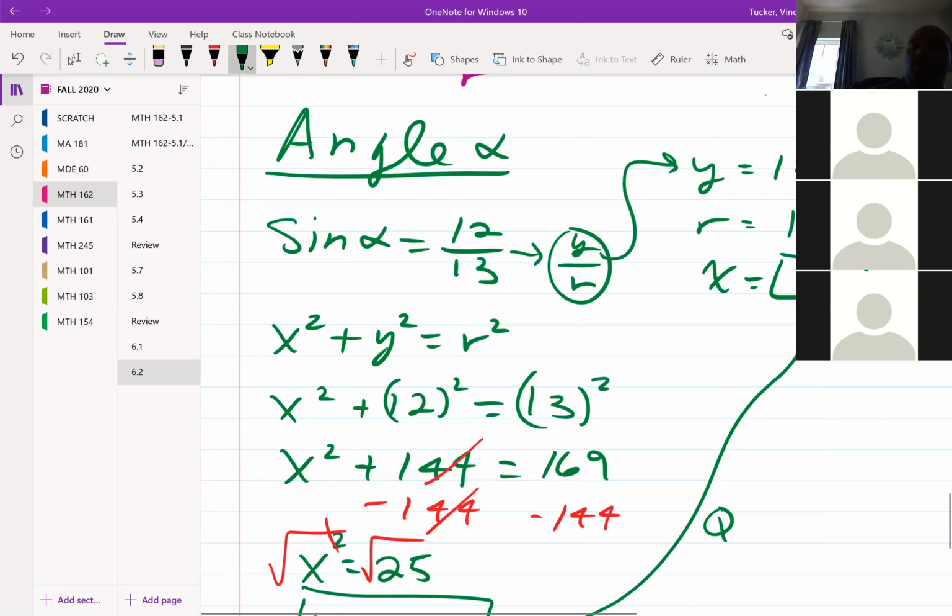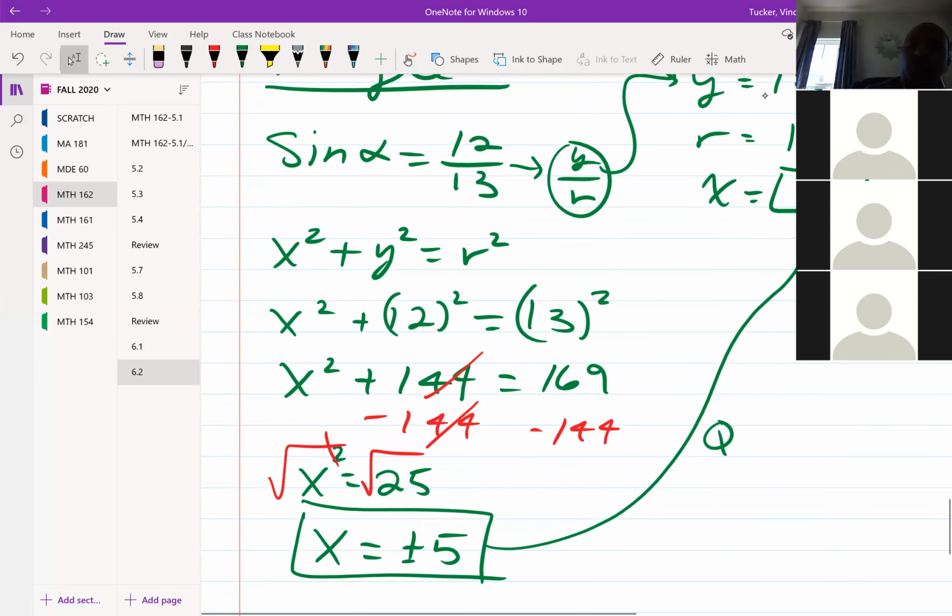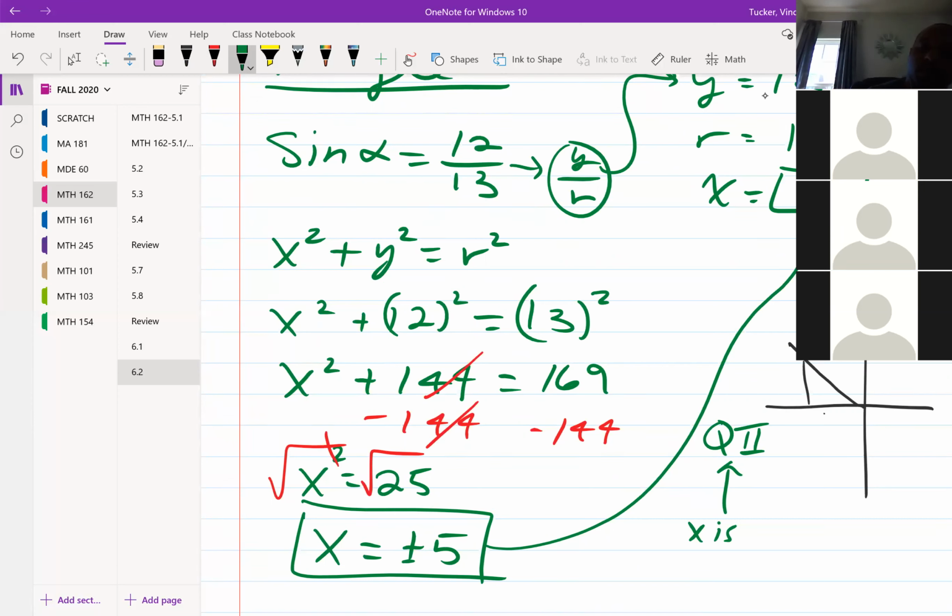I'm just making sure I look at the right angle. We are in quadrant two. So we're in quadrant two. That means your x is... So in quadrant two, x is negative. So that means we would choose the negative 5.